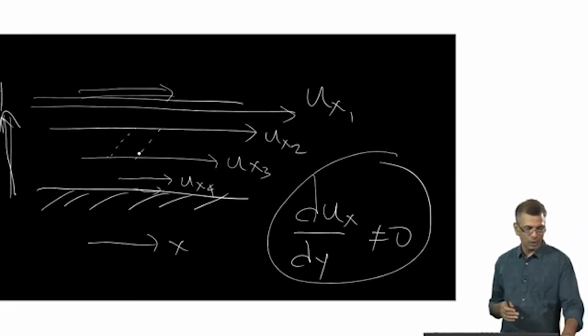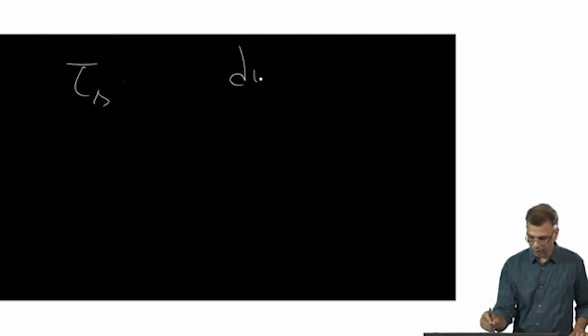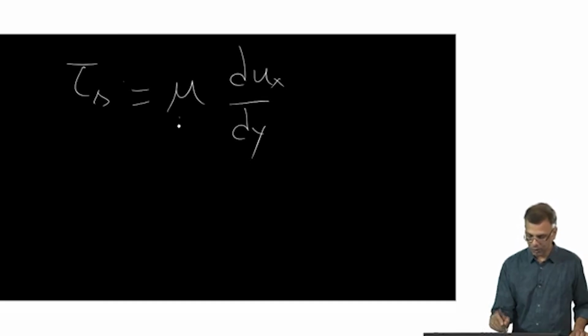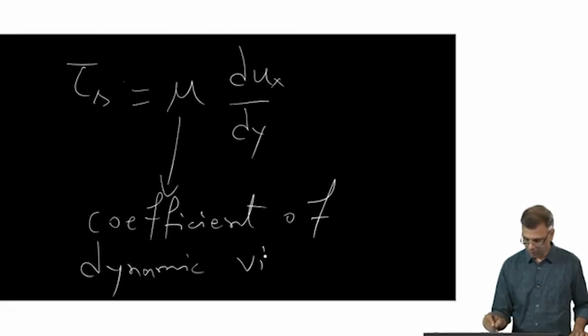In particular, if you write down this kind of a quantity, tau s on the left hand side, and du x by dy, which we saw on the previous slide, there is a constant of proportionality, and this is called the coefficient of dynamic viscosity.